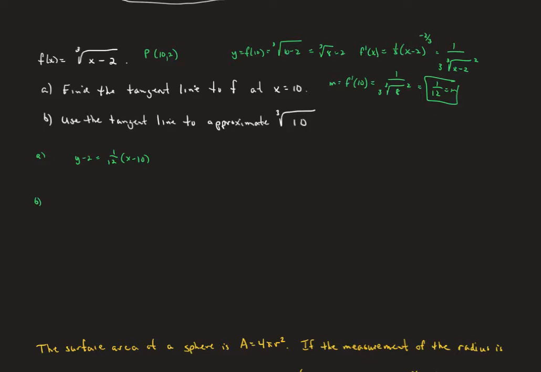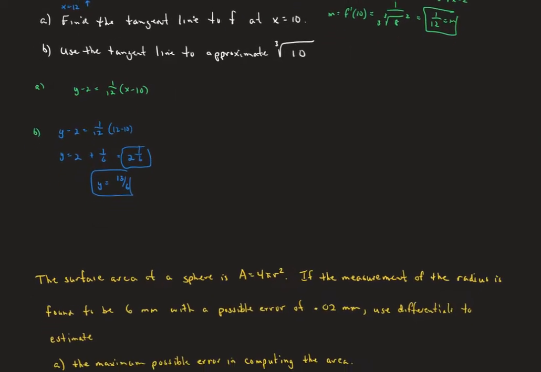Now part B, we're going to use that to approximate the cube root of 10. To evaluate the cube root of 10, I'm going to change colors here. We need to plug in x equals 12. So we're going to get y minus 2 equals 1/12 times (12 minus 10). So y will be 2 plus 2 times 1/12, which is 1/6. I could leave it as 2 1/6, or if you want, you could say that's 13/6. Either one of those is equally acceptable.